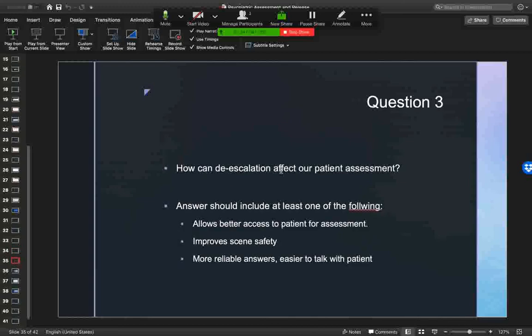Question 3: how can de-escalation affect our patient assessment? Okay, this is a free response question. So your answers should include: it gives us better access for the patient assessment, improves team safety, and there's more reliable answers. We can talk easier with the patient. We can assess them so much better.